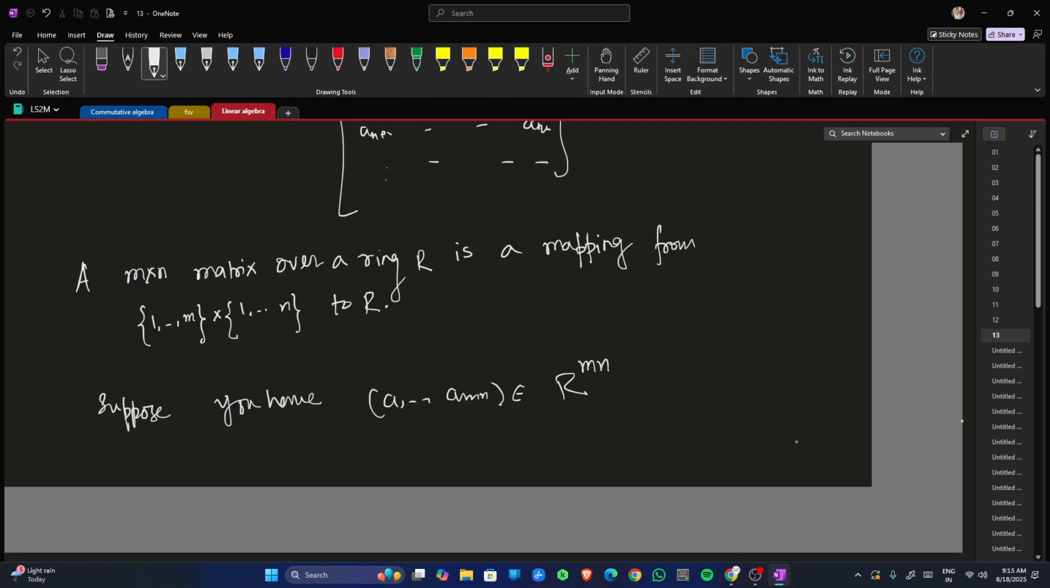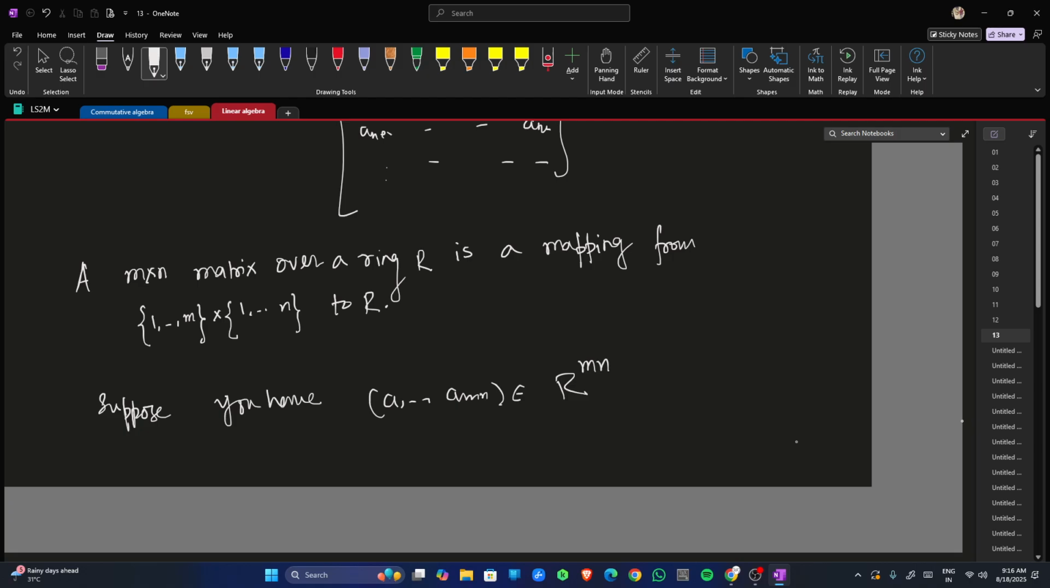But since R is a ring, you can give R power mn a ring structure also by component-wise addition and multiplication. You can check that by component-wise addition and multiplication, R power mn becomes a ring. If you have two different rings, say R and S, you can take the Cartesian product of these two sets R and S, and define component-wise addition and multiplication there also, so that R cross S becomes a ring.